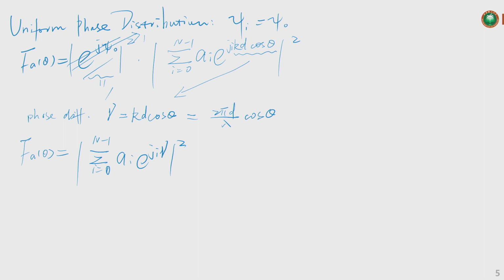So for the uniform amplitude distribution, with i from 0 to n-1, finally it becomes 1 plus e^{jγ} plus e^{j2γ} plus so on, up to e^{j(n-1)γ}, squared.